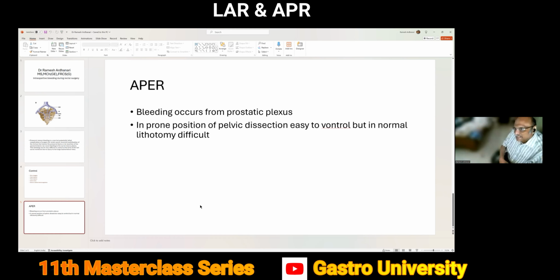Then I have to decide. I have to call my vascular surgeon or my CTVS surgeon who is going to reconstruct, and I tell him, is it feasible? Is it possible? If he says yes, we'll go ahead, I'll do it. If he says no, I won't do it.